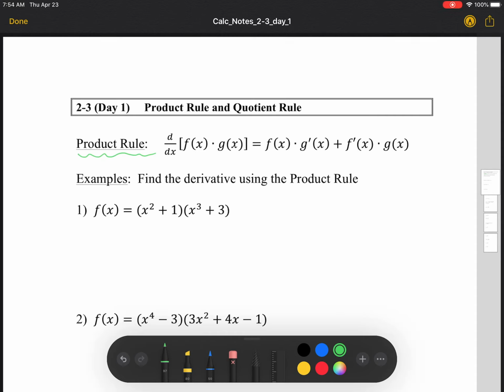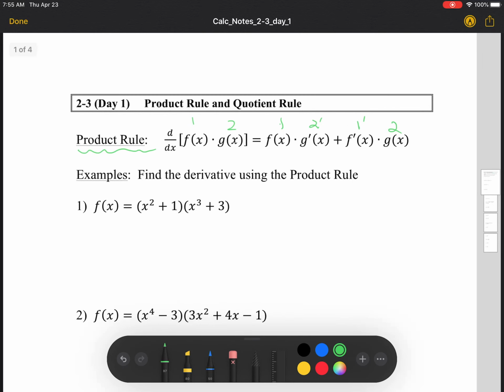First thing we're looking at today, the product rule. What it's saying is when you take the derivative of two functions being multiplied together, your function 1, your function 2, what you have is your first function multiplied by the derivative of your second function, and then plus the derivative of your first function multiplied by just your second function.